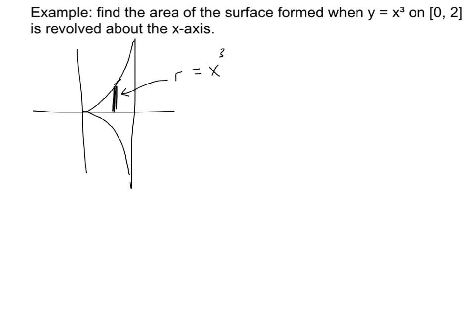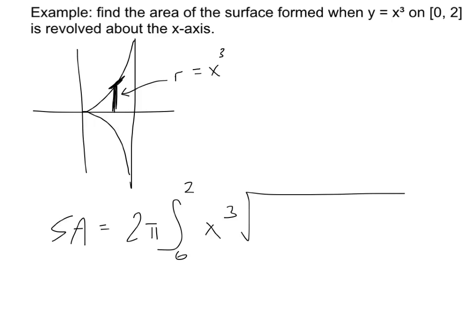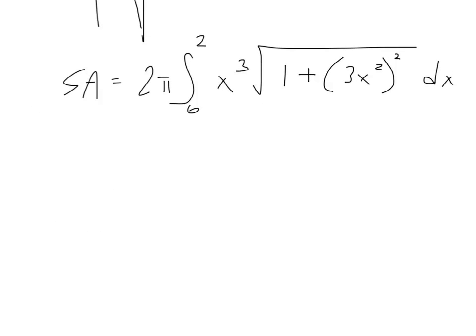And remember that the height of the thing will be our arc length, right? So the surface area is 2 pi times the integral from 0 to 2. Then I put my radius expression here, that's x cubed. And then I have my arc length expression, which is the square root of 1 plus the derivative, that's 3x squared, squared, dx. On the surface, this may look like a crazy integral.